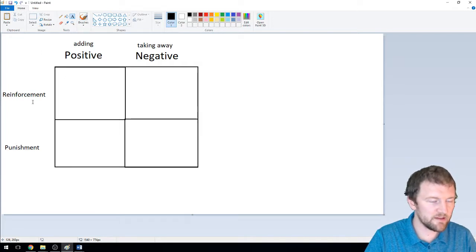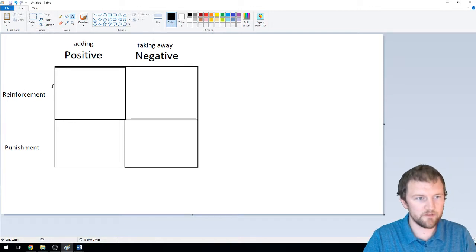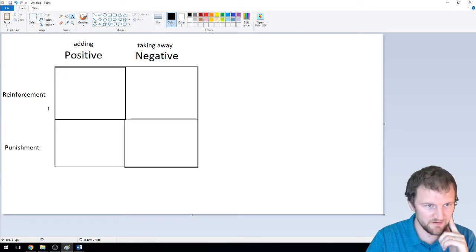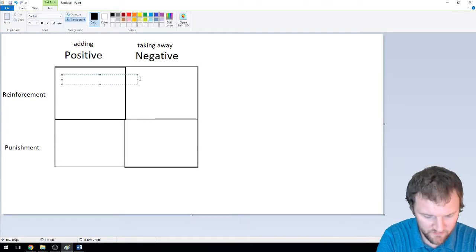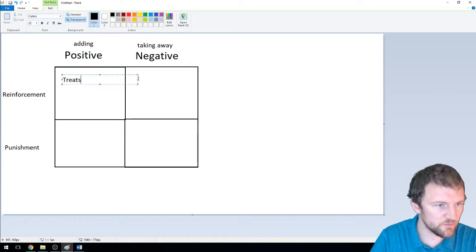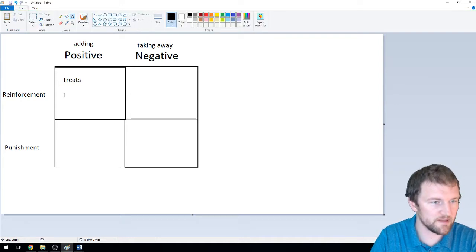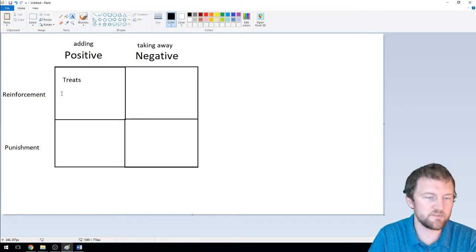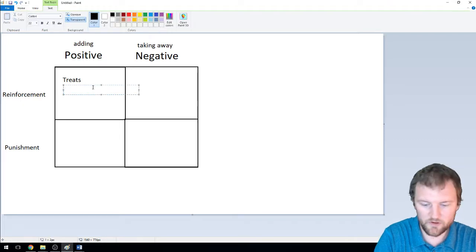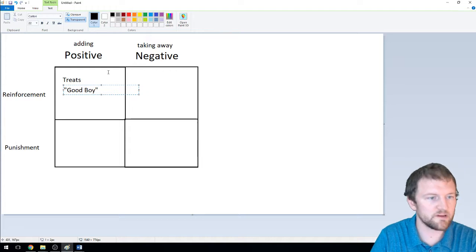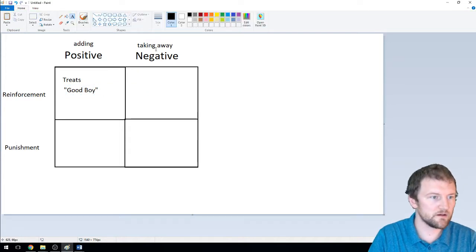So an example, talking about dogs, of positive reinforcement: think about what you could add to a dog that would make the dog do something more often. If a dog does something you like, what would you add to make it do something more often? Usually what students say is something like treats, which would be true. So treats would be an example of positive reinforcement, adding something to make the dog sit down more often when you ask it to sit down. Saying good boy would also be positive reinforcement because you're adding good boy, and so that makes it positive.